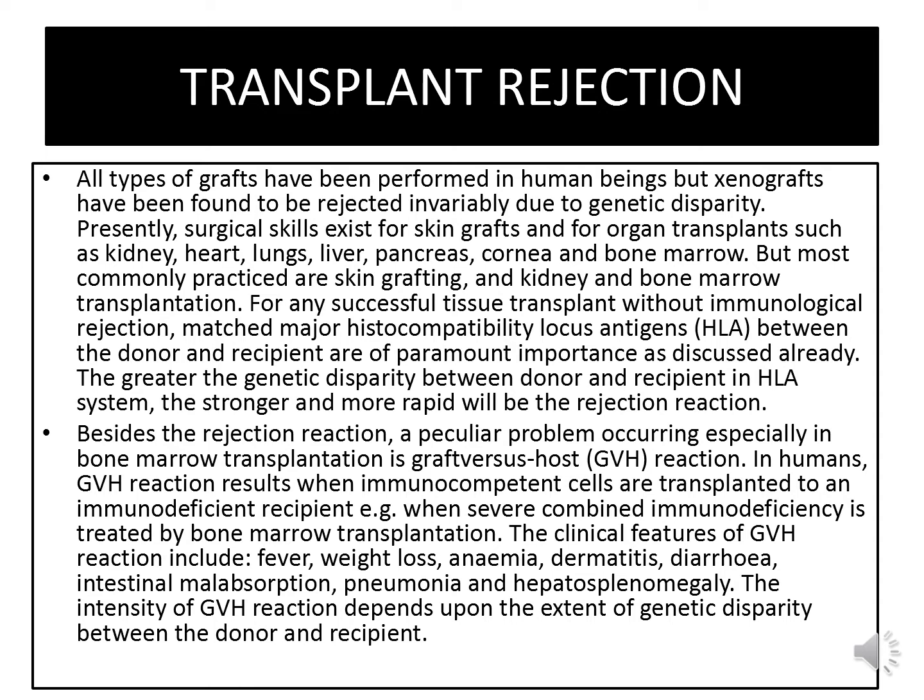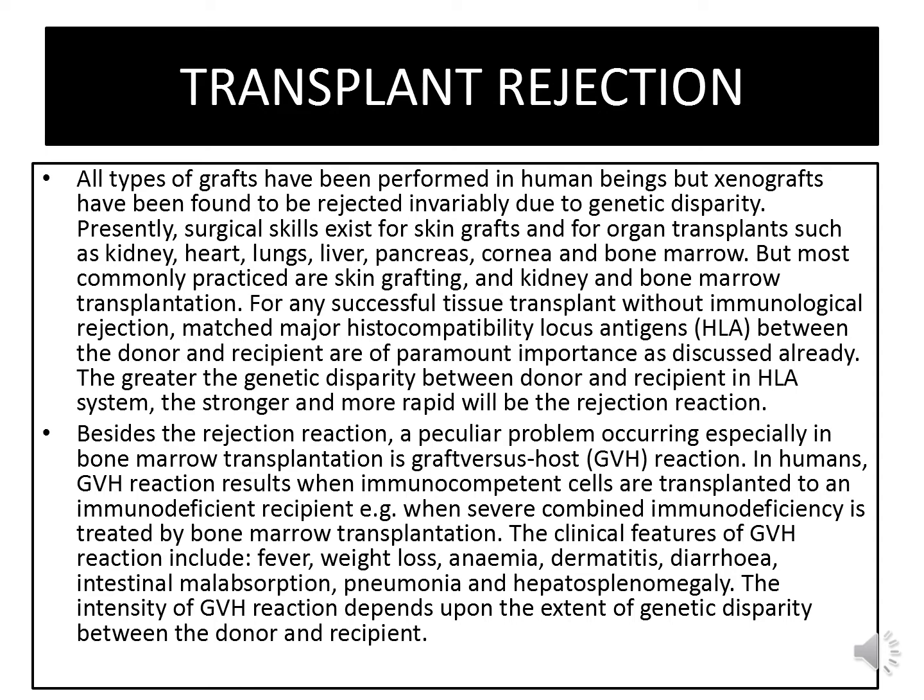Presently, surgical skills exist for skin grafts or for organ transplants such as kidney, heart, lung, liver, pancreas, cornea, and bone marrow. But most commonly practiced are skin grafting and kidney and bone marrow transplantation. For any successful tissue transplant without immunological rejection, matched major histocompatibility locus antigen, so HLA antigen, between the donor and recipient, and they are very important.